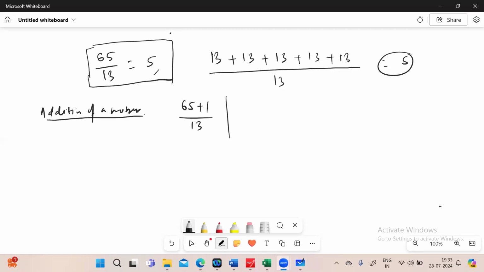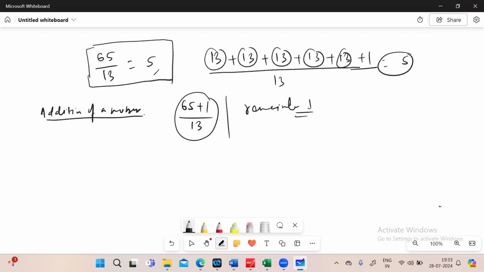कोई तो फटाफट बोला करो कि अगर आप इसमें, if you add 1 to 65, the remainder will be 1, because all the 13s will be clubbed, and then you will be left with 1. So anything I add to 65 will be the remainder till the time we add 13. And then if I divide by 13, it will give you remainder 0, because 13 gets divided by 13.